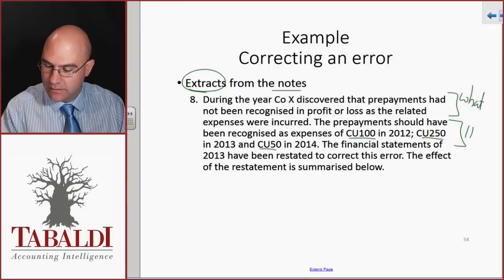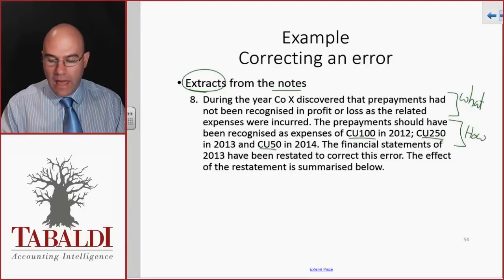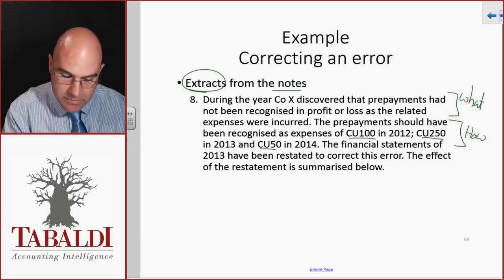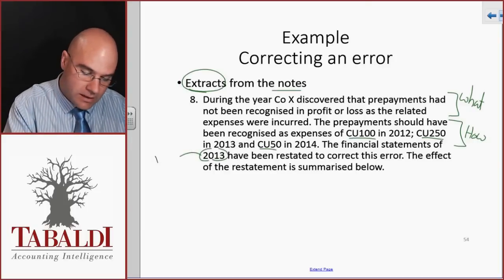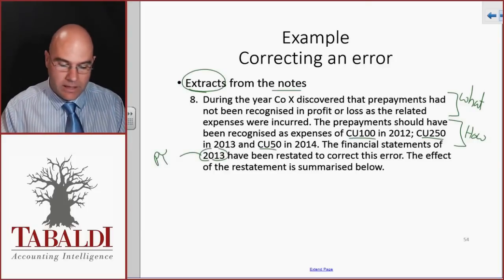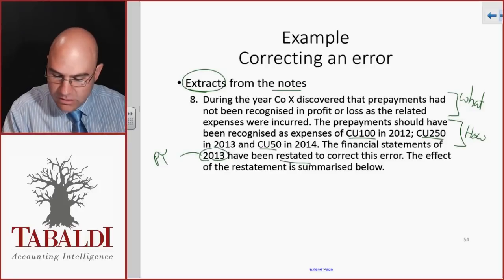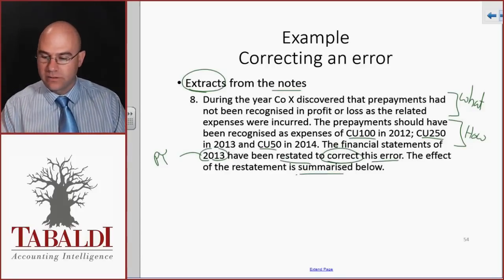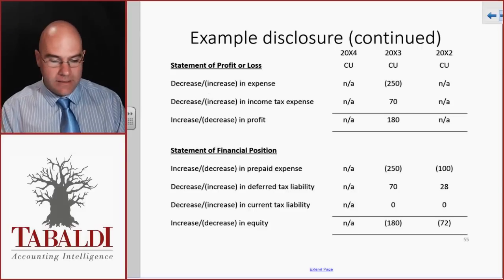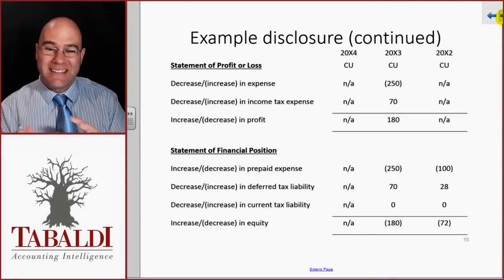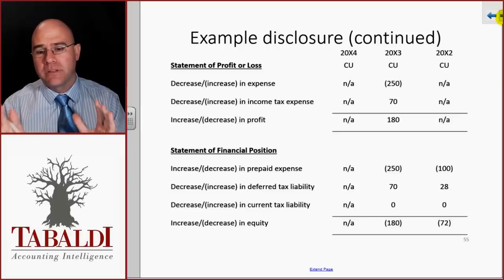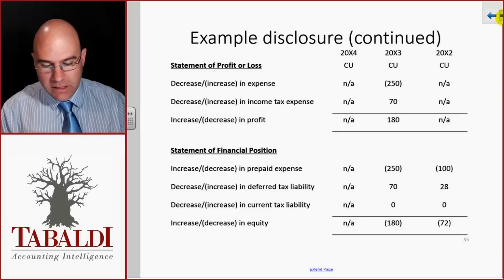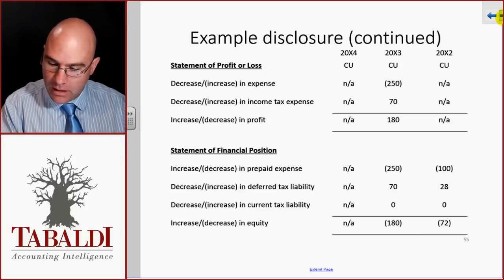How did you correct it? Okay. And the final thing to tell me is that the financial statements in 2013, which is the prior year, have been restated to correct this error. The effect is summarized as follows. And here are the figures that we're going to need to put in. The end result, the end game, the output that you need to give to your users. The decrease or increase in expense, well, look here.